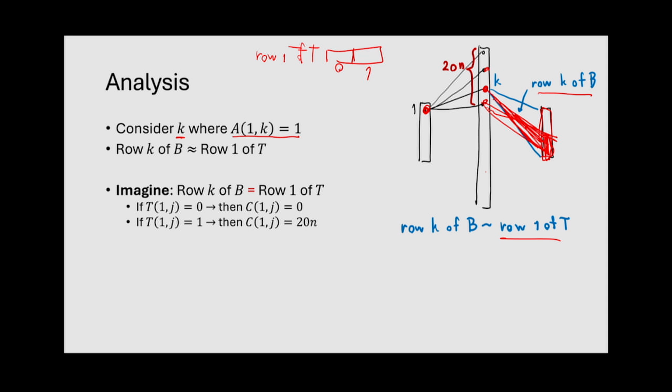Make sense? The pattern of how K connects to J is the same pattern as the first row of T. So it means now, if I ask what is the max flow value, let's say, from this guy to each of these guys in the second half?